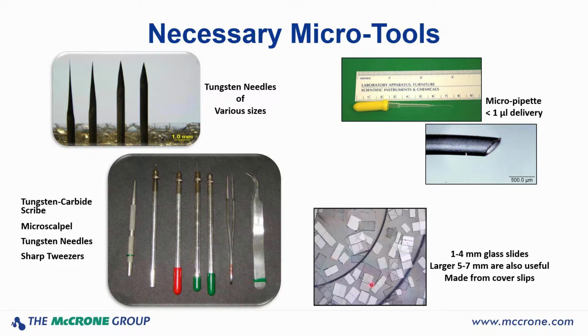Another invaluable piece of equipment are these glass slides that we make. We just take a standard cover slip, score it into 1 to 4 millimeter squares using a tungsten carbide scribe. Then we break those and rinse them in ethanol to get rid of the glass chat or small particles, and create these and then store them in a Petri slide.